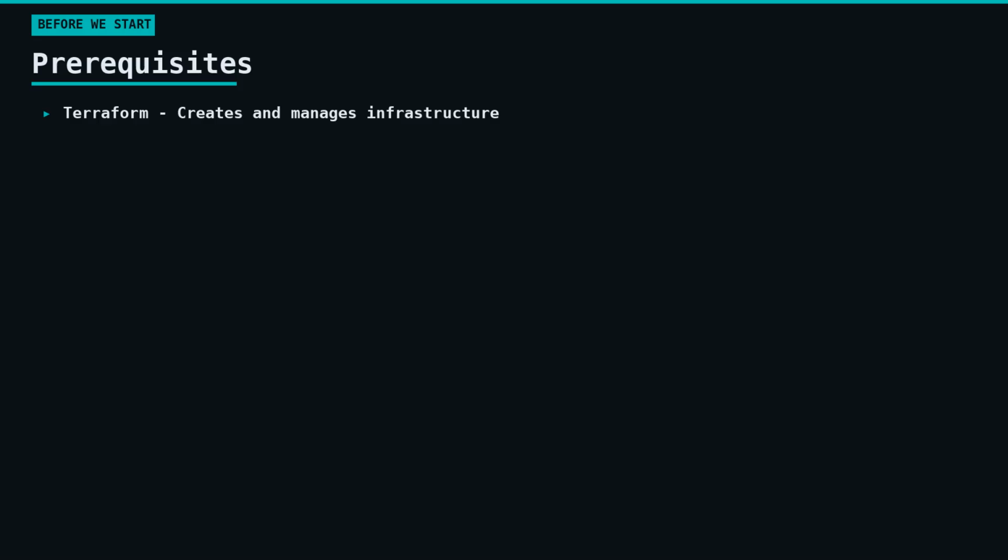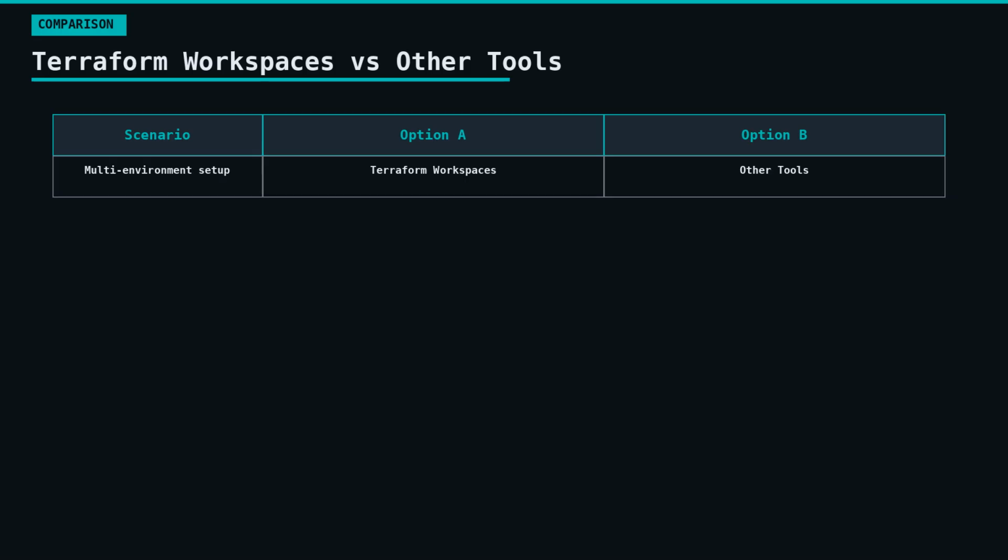Now, let's compare Terraform workspaces with other environment management tools. Terraform workspaces are like a Swiss Army knife, providing us with a flexible and efficient way to manage our environments. Other tools might be like a single-purpose kitchen gadget, doing one thing well but not providing the same level of flexibility. When to use Terraform workspaces? When you need to manage multiple environments with different configurations. When to use other tools? When you have a simple environment setup with minimal configurations.